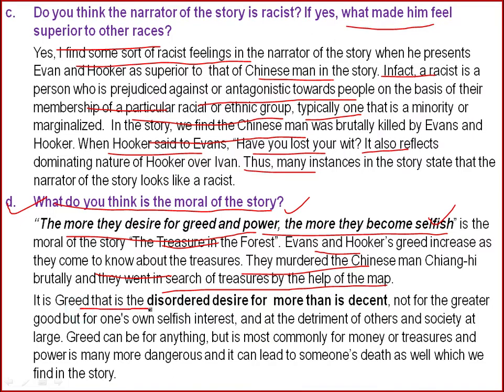It is greed, that is, disordered desires for more than is decent, not for the greater good, but for one's own selfish interest, at the detriment of others and the society at large. Greed can be for anything, but most commonly for money, treasures or power.